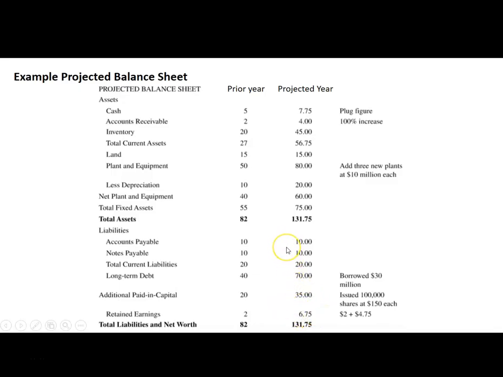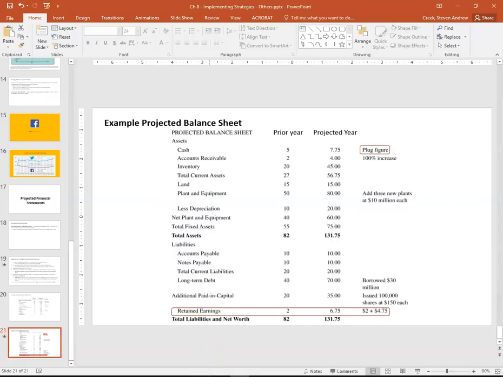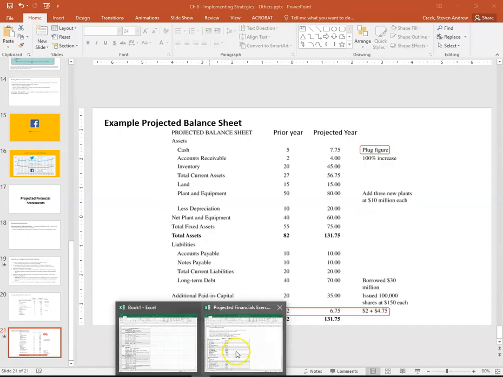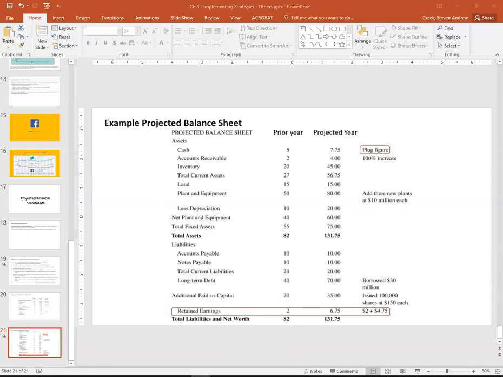And it's a little hard to explain when we're just looking at fixed numbers here, so I'm going to go through an example on how to do this in Excel as well. But remember, retained earnings is key here on the projected balance sheet, and the plug figure is as well. So let's turn our attention now to an example in Excel.